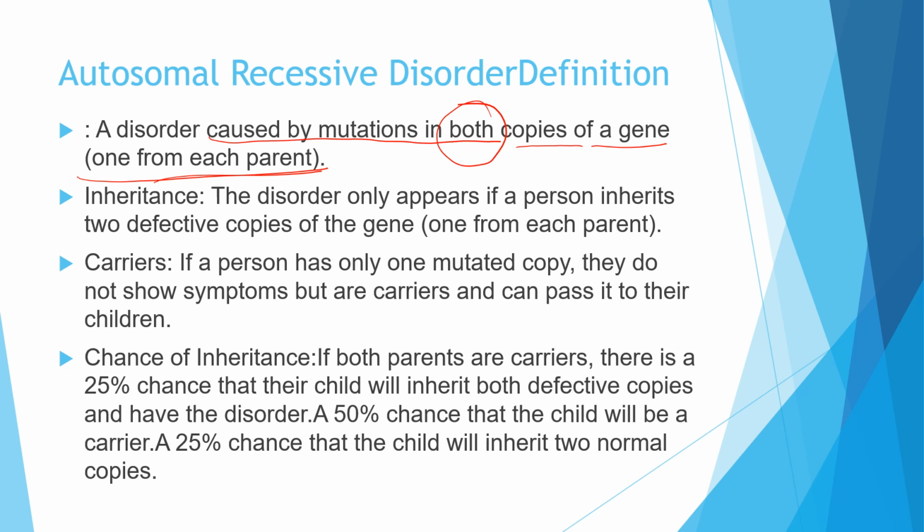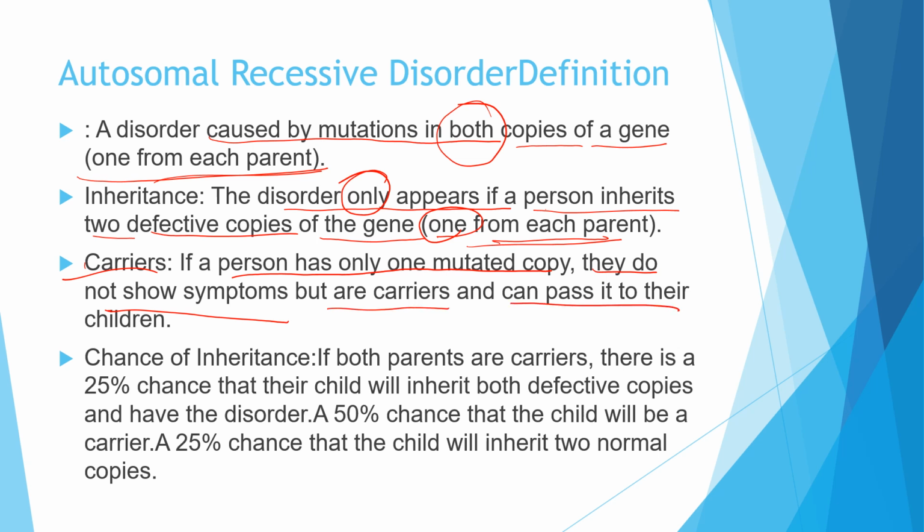So how is the inheritance pattern? The disorder only appears if a person inherits two defective copies of a gene, one from each parent. So if both the parents have a mutated gene, and that is passed on to the person, inheriting the two defective copies, one from each parent, will cause the disorder. Carriers: if one person has only one mutated copy, they do not show the symptoms but are carriers and can pass it to their children.